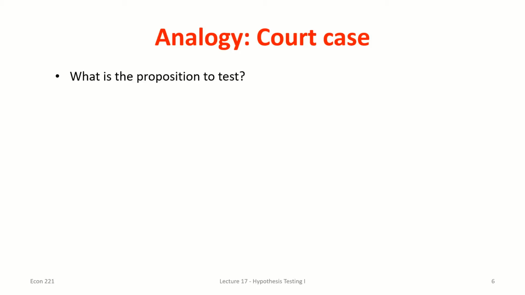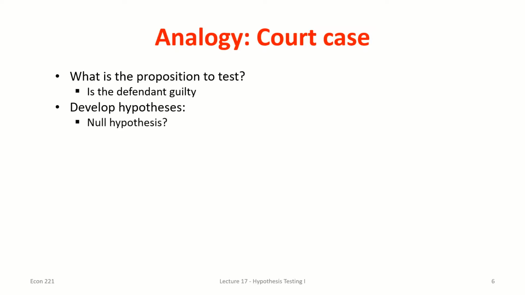So what are we trying to test when someone goes to court? Well, we're trying to find whether or not this person is guilty. Is the defendant guilty? That's what we want to test for, right? So what do we do? We assume the exact opposite is true. So we develop the null hypothesis, or the assumed true state of nature, which would be that you're innocent until proven guilty, right? The defendant is innocent unless we can find enough evidence that goes against that assumption.